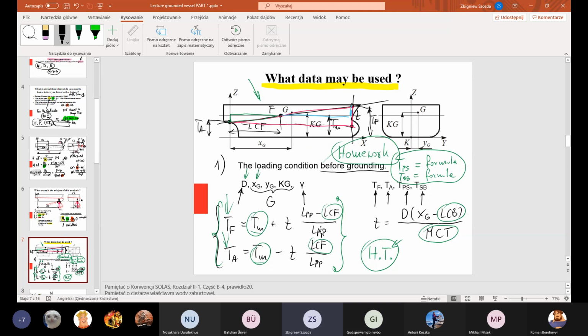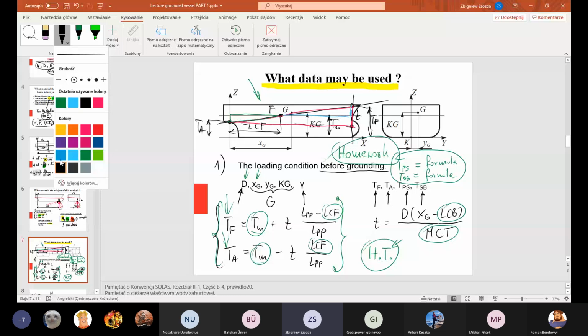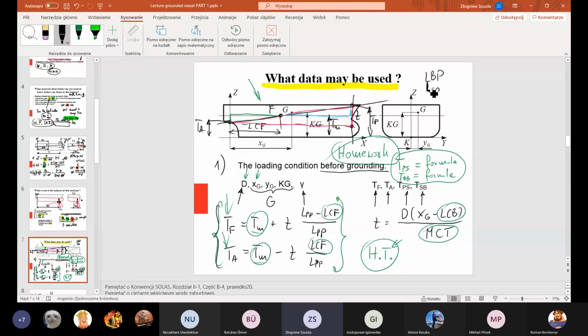This is length between perpendiculars. LPP is the length of our ship from the aft perpendicular to the forward perpendicular. Sometimes they use LBP, length between perpendiculars. I used LPP. If I show it on the screen, this is the distance from the aft perpendicular to the forward perpendicular. I wanted to make it more clear.